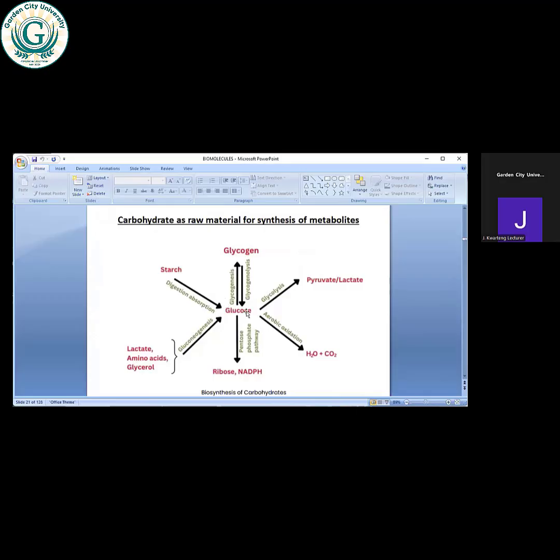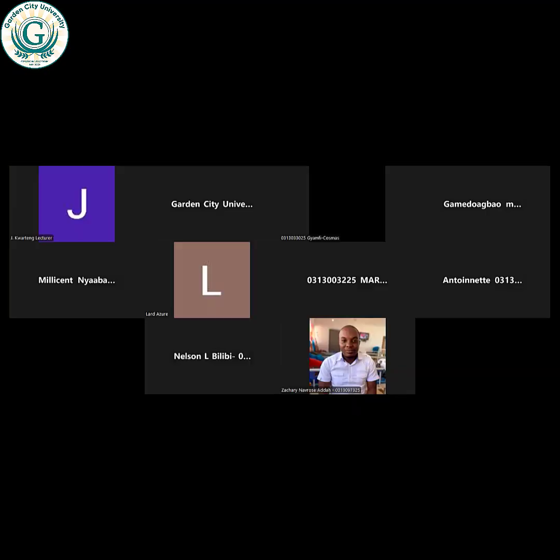So if you look here, you can see glucose can be used to produce what? Glycogen, which can be stored in the liver and in skeletal muscles. Now, when glycogen is stored in the liver and in skeletal muscles, they are stored for two different reasons.